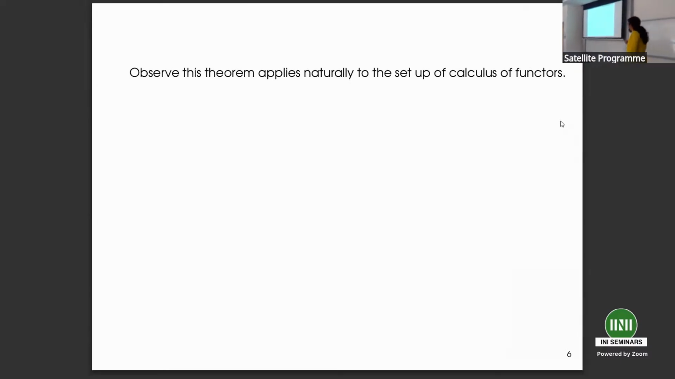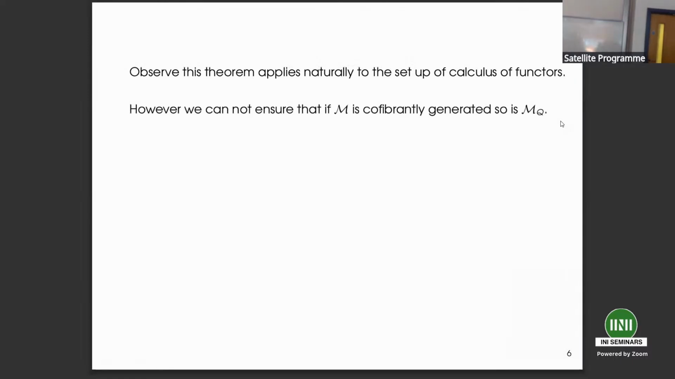So for those who know functor calculus, it's kind of clear that this fits the functor calculus situation very nicely, because in all the functor calculus, you have an endofunctor, and it comes with a natural transformation from the identity to the functor. Okay.